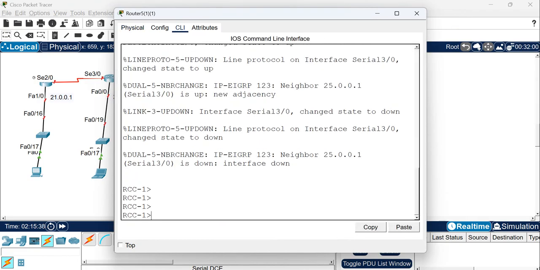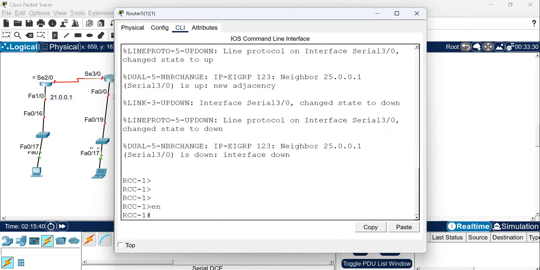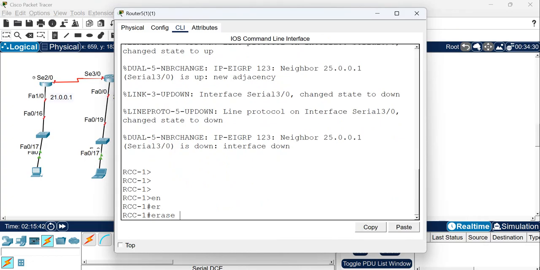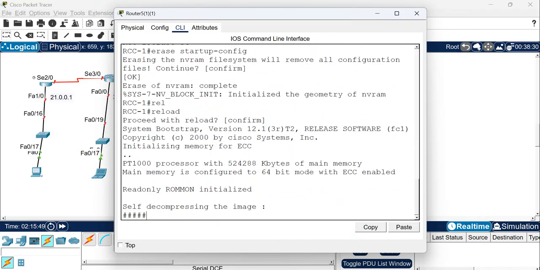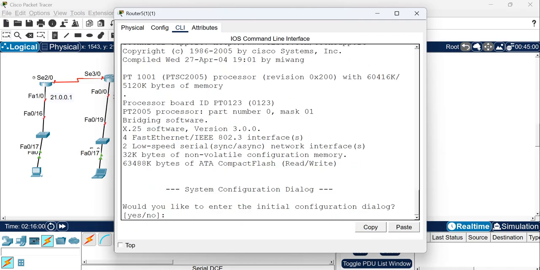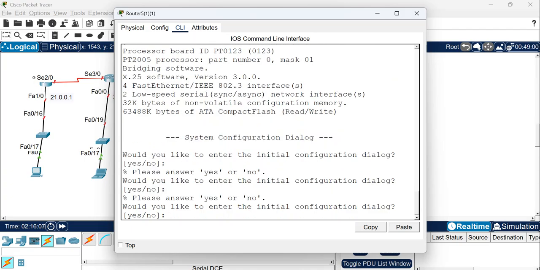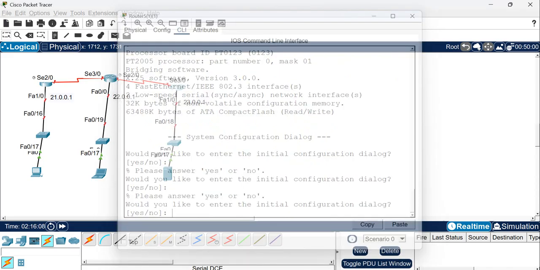Go to the particular router, enable. I'm going to use erase startup-config. Confirm it. Then use the word reload. Once you erase the startup configuration and reload, you will see all the configuration is removed. Clear? So you go to your enable mode, then try to proceed. Clear, guys? Okay, let me configure your OSPF.